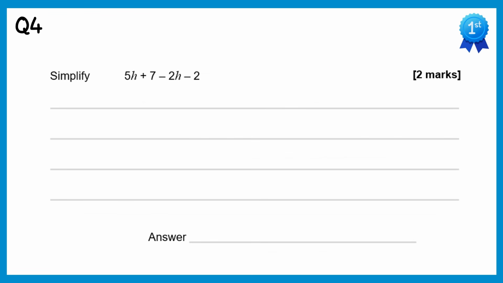In this question we're looking to simplify by collecting like terms. The 5h subtract 2h, they're both like terms, so 5h take away 2h is 3h. And then we've also got this 7 take away 2, they're like terms, and 7 take away 2 is 5, so plus 5. So the answer is 3h plus 5.